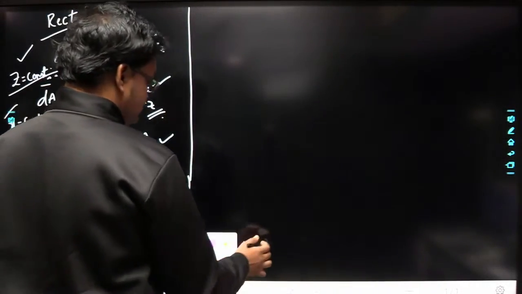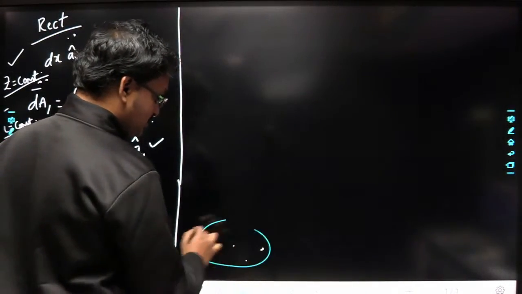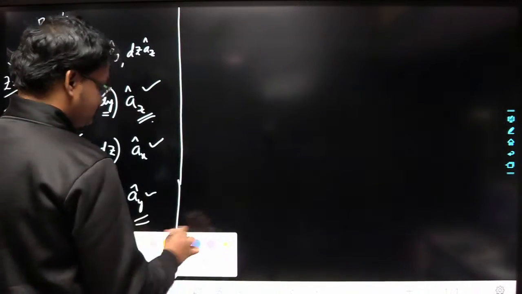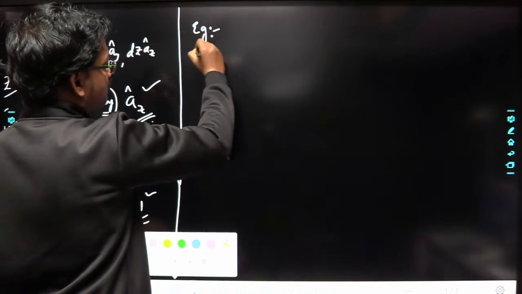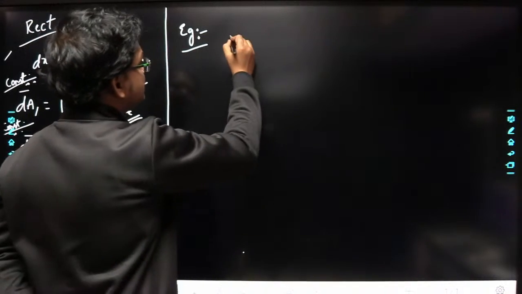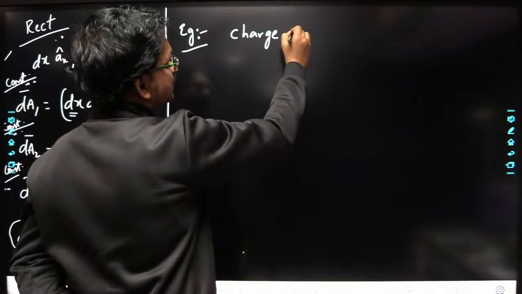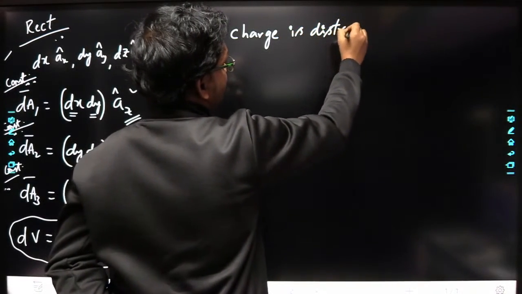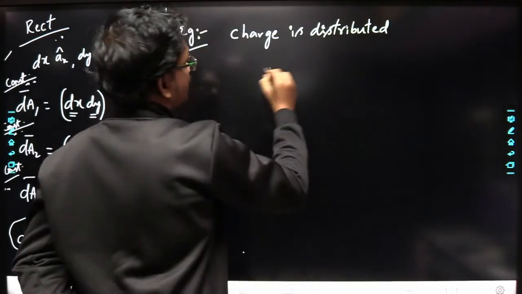So we'll solve some problems based on the rectangular coordinate system, and then we'll solve some problems on cylindrical also. Now, let us consider the charge is distributed uniformly.